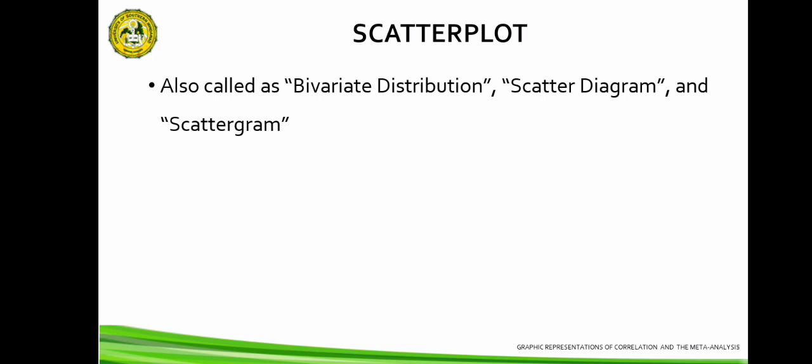The previous reporter have already discussed about correlation, and we can also visualize the relationship between variables. That would be through the use of graphic representation of correlation. Examples are scatter plot and also line graph. But today I will be focusing my discussion on the scatter plot. Scatter plot is also known as bivariate distribution, scatter diagram, and scattergram.